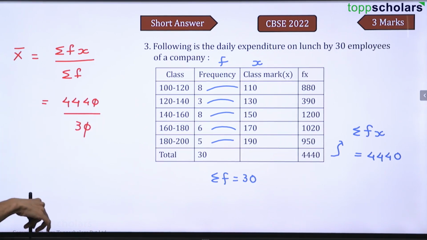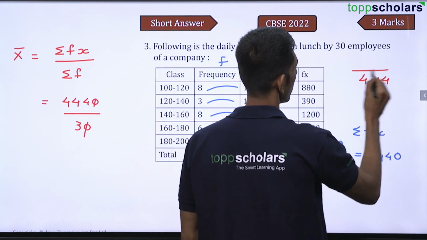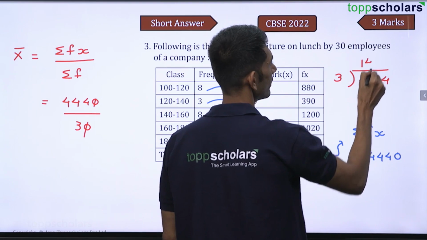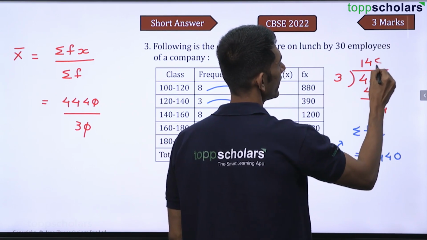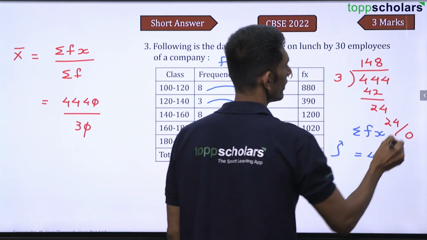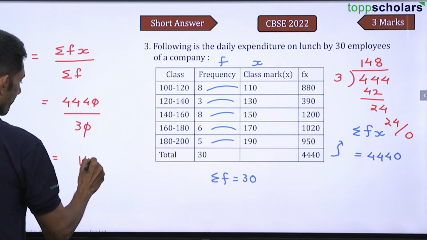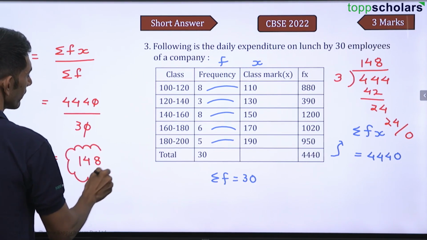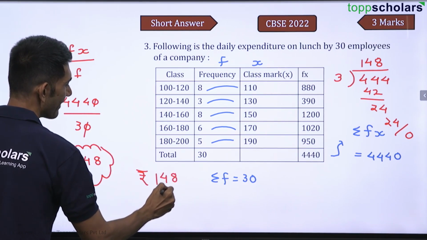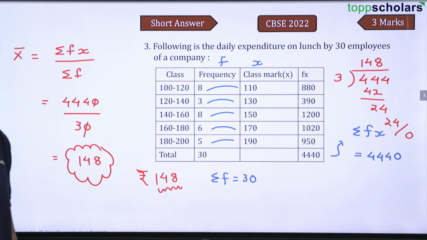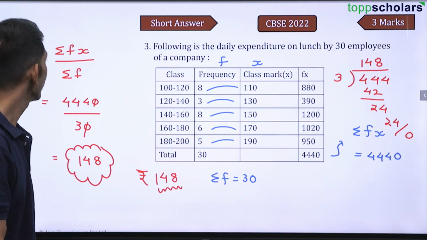So 0 gets cancelled. All you need to do is divide 444 by 3. So 3 14s are 42, right? You get 2, you get 4, 3 8s are 24, the remainder is 0. So that is equal to 148. So what is the meaning of this 148? This is rupees 148 basically. So rupees 148 is the average expenditure or the mean expenditure on the employees for lunch. Correct? Perfect. Okay, let's continue further.